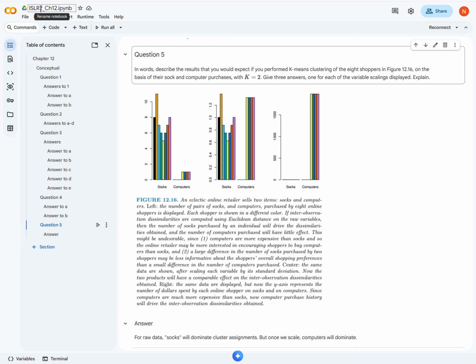This is Introduction to Statistical Learning. We're in Chapter 12, dealing with unsupervised learning methods, clustering methods. And we are on conceptual questions number 5.